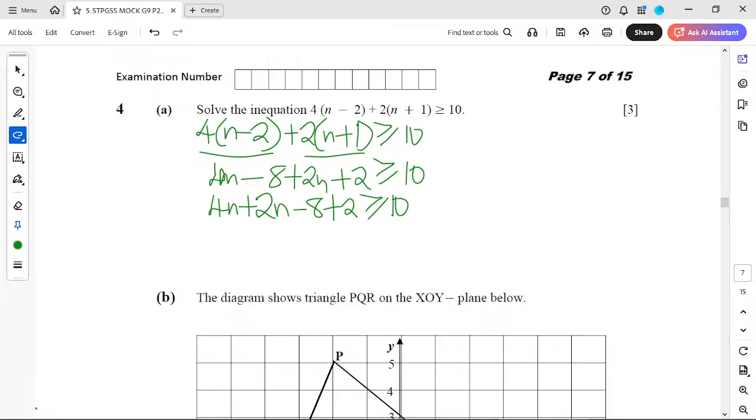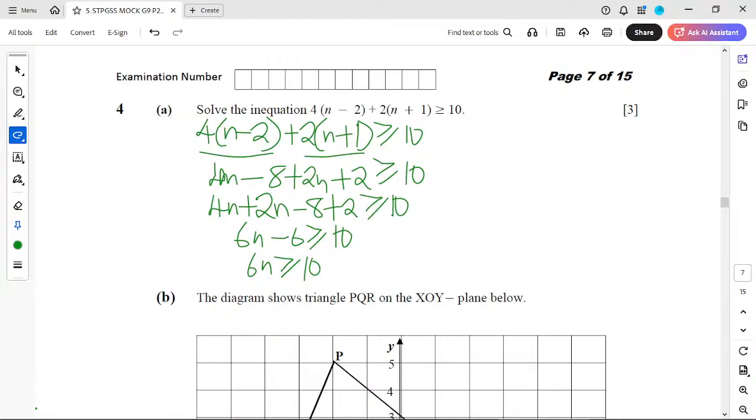So the next thing we're going to do is evaluate these like terms. 4n plus 2n will give us 6n. Then negative 8 plus 2 will give us negative 6, which is greater or equal to 10. Okay, so we put like terms together. We have 6n is greater or equal to 10.